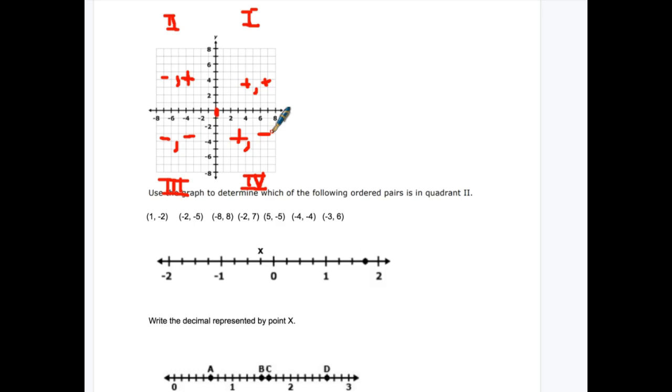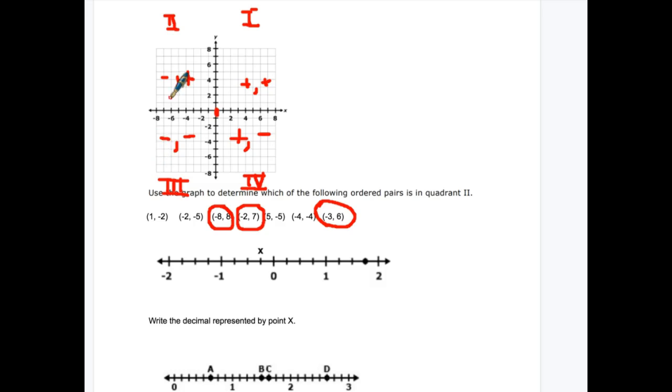Now that I know that, I can find only the ordered pairs that would be in quadrant 2. And those would have to be positive and negative. X is positive, Y is negative. So I have X is negative, Y is positive for quadrant 2. So this would fit in. This would fit in. This would fit in. X is negative, Y is positive.